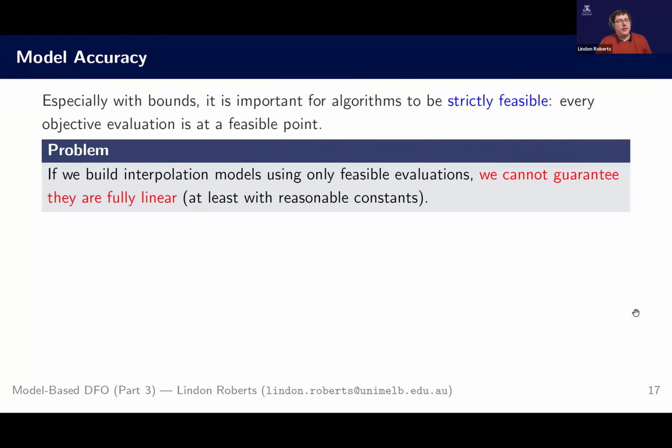The problem is, if we build interpolation models using only feasible evaluations, we can't guarantee that the models are going to be fully linear without having those constants becoming potentially arbitrarily large, depending on the geometry of the feasible set. You can't actually guarantee accurate models if you only use feasible evaluations. So this is where we need to do a little bit of work.